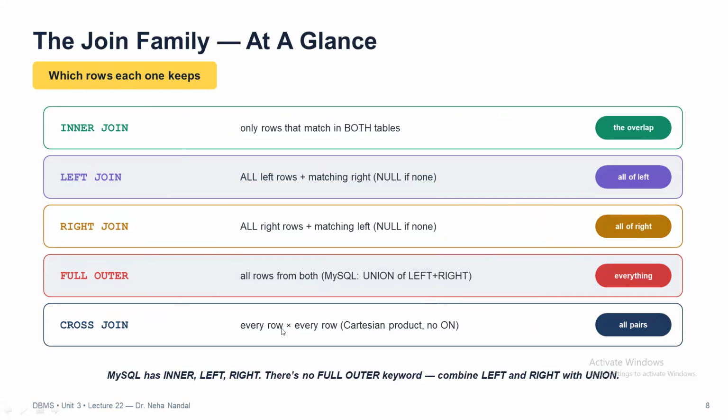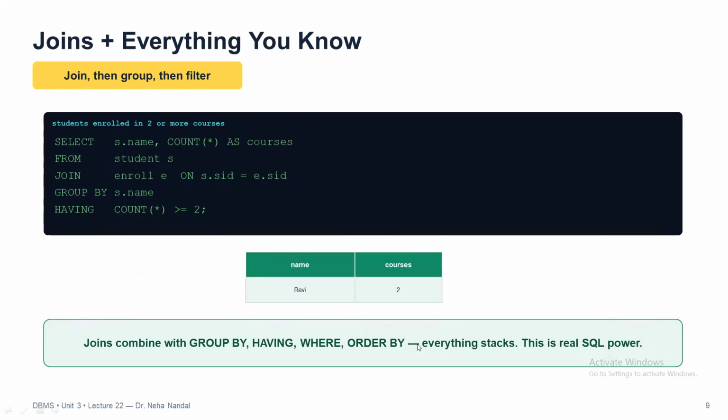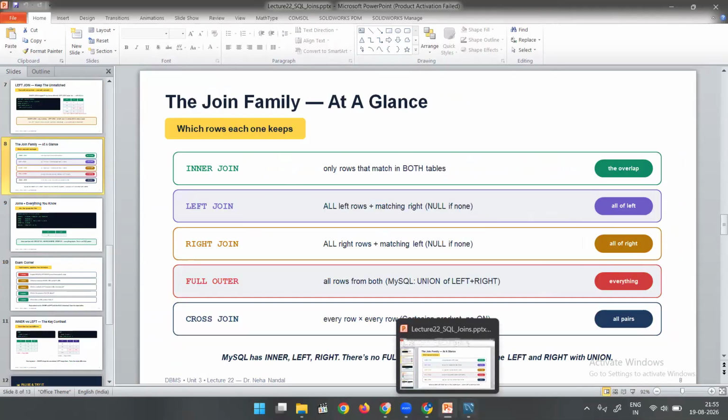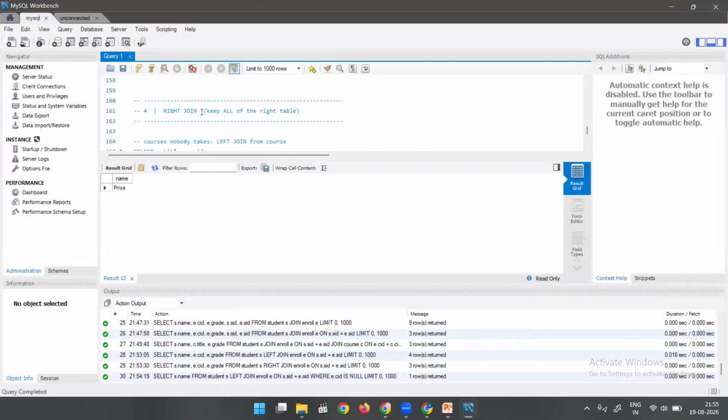And cross join. In cross join, what will happen? Every row cross every row. No on. That means everything will be displayed. That is cross product only. Okay, cross join, and full outer. So these two also I will show to you. Okay, so this is the final thing. Before that, I will show you these two things.